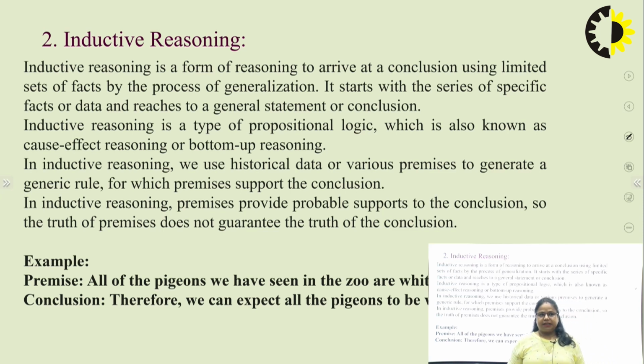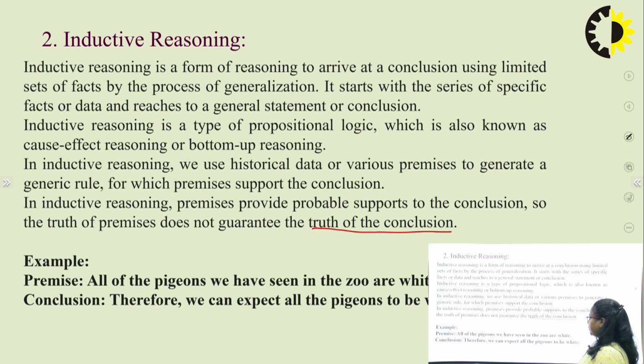If I'm talking about inductive reasoning, basically it is also known as cause-effect reasoning, and it is also based on the bottom-up approach, right? In the case of inductive reasoning, we use historical data or various premises from which we generate generic rules and regulations. And those rules or facts are those which support the conclusions. So in inductive reasoning, premises should probably support the conclusion, but the truth does not give a guarantee that whatever conclusion we have drawn is to be true, right? So it is not necessary that the conclusion is true also, right?